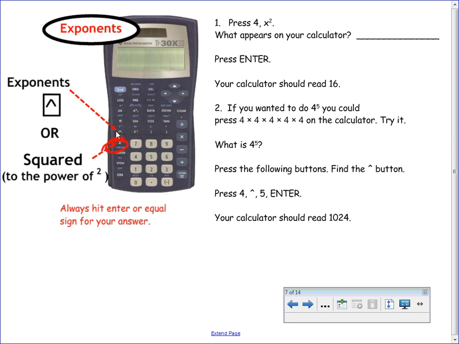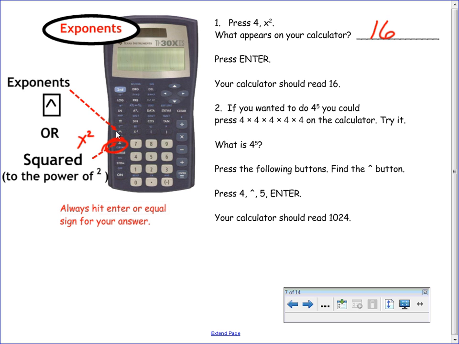So if we wanted to do 4 squared, everybody hit clear. Hit 4. Then hit the button that has the X with the squared on it. But hit enter after. You have to make sure you hit enter or the equal sign. And what does your screen show you? Should say 16. Exactly. Alright?